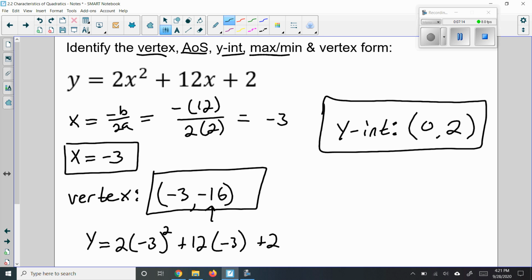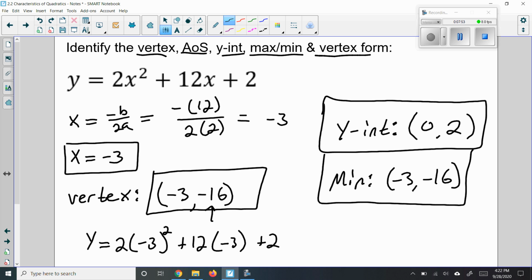All right, does this have a maximum or a minimum? Well, we need to look at the leading coefficient. Does our quadratic look like this or like this? Well, since this leading coefficient is positive, it's going to look like this. So since it opens up, that means we have a minimum. So the minimum here is just the vertex, which we found to be negative 3, negative 16.